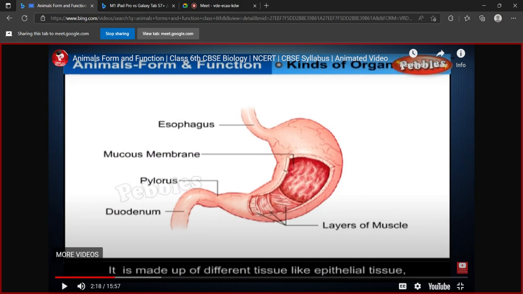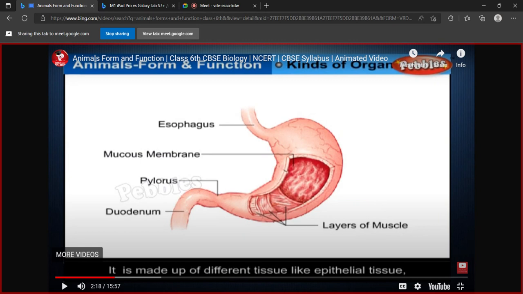Okay, now see, this is how a stomach looks. So this is the esophagus, the tube-like structure that you can see above. Now what is the esophagus? See, now you are eating something. The food from your mouth will go to the esophagus first. It is a tube-like structure that connects your mouth to the stomach.